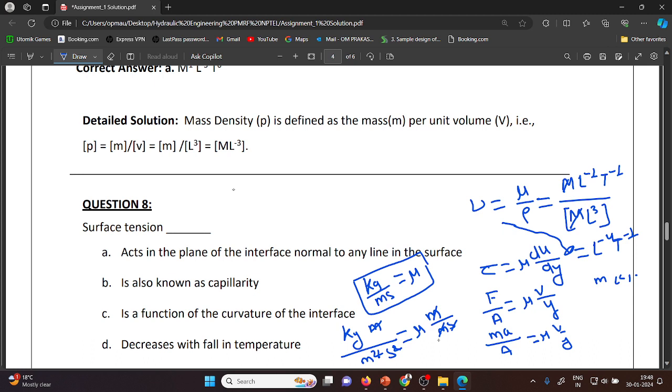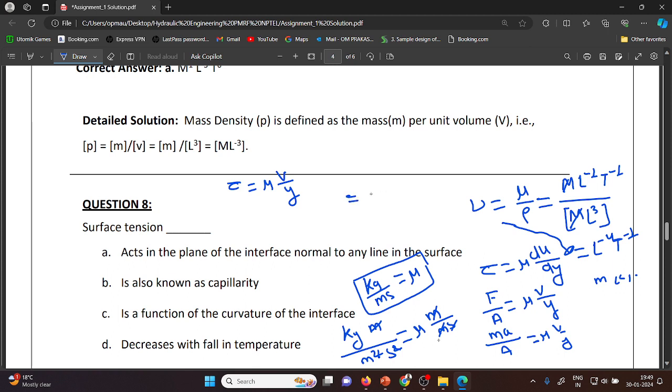Okay, let me check. Tau is equal to mu into velocity by y. This is the formula, right? I think it is okay. Here, I think we are making a mistake, some mistake with the force unit. Yeah, here we are making some mistake.